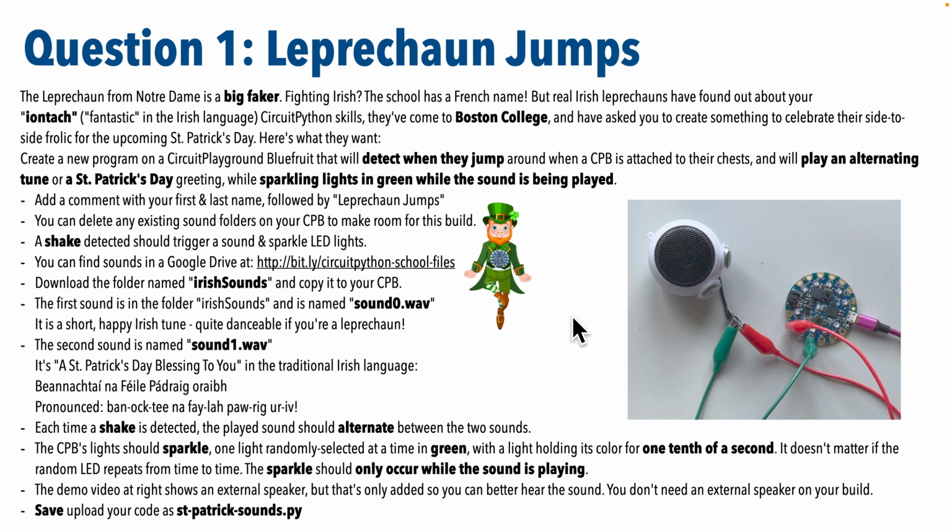Now, we'll assume a dance is detected when a shake is detected. There's a folder with 2 sounds at this URL. The folder is called Irish Sounds. The 2 sounds are named sound0.wav and sound1.wav, and when a shake is detected, you should play a sound alternating the sounds with each shake, 0, 1, 0, 1, and while the sound plays, you should sparkle the CPB lights at random in green, holding on each light for 1/10 of a second before turning it off and restarting.